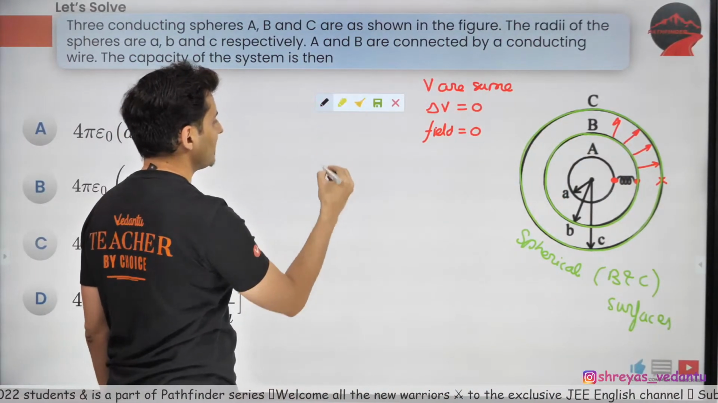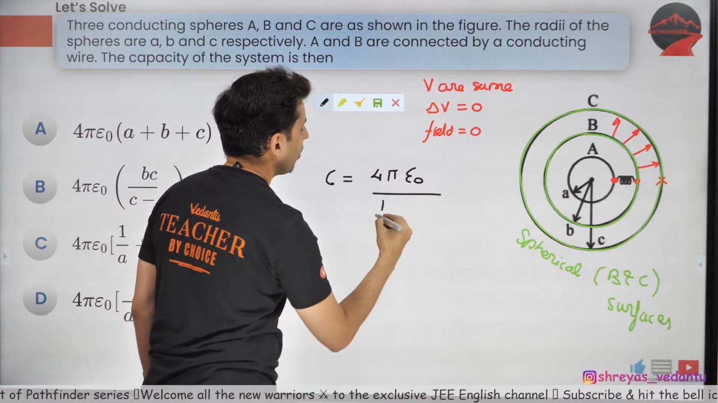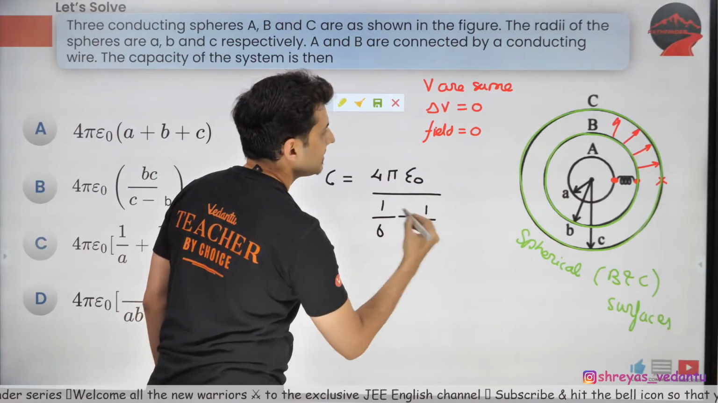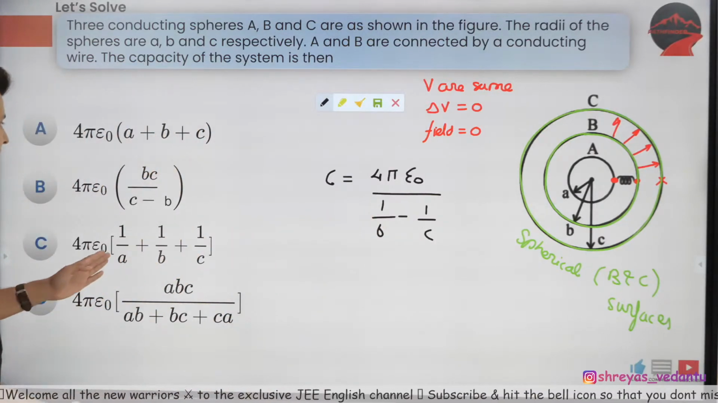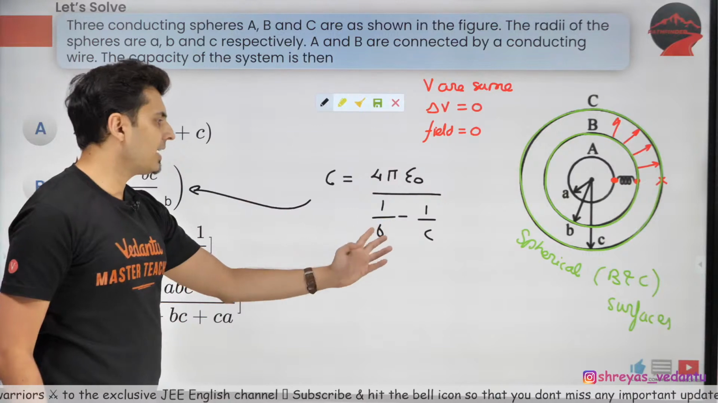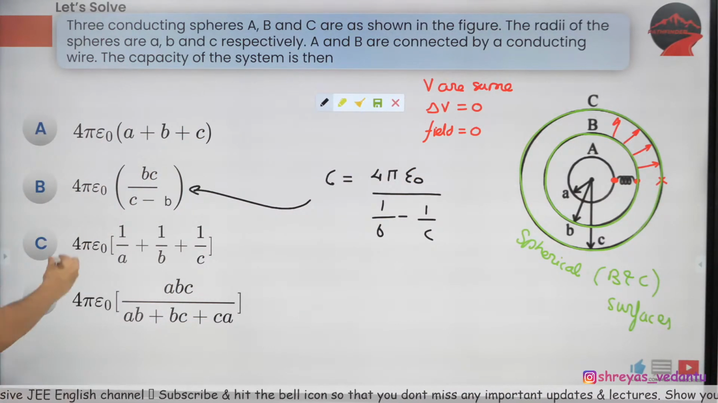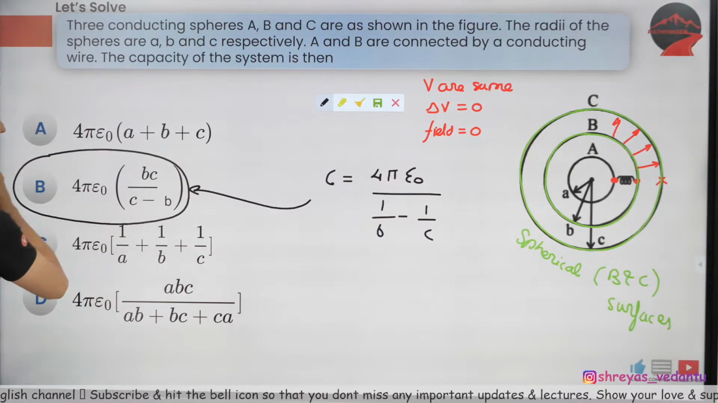So what's the capacitance in such a case? C is equal to 4 pi epsilon naught times 1 by b minus 1 by c. If you take the LCM, I think you will get this. So you'll get c minus b, and bc will go on the top, and c minus b will come here. That means option B will be correct.